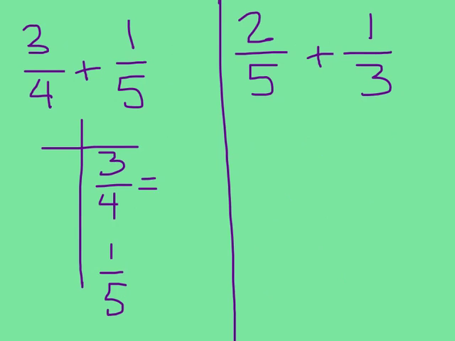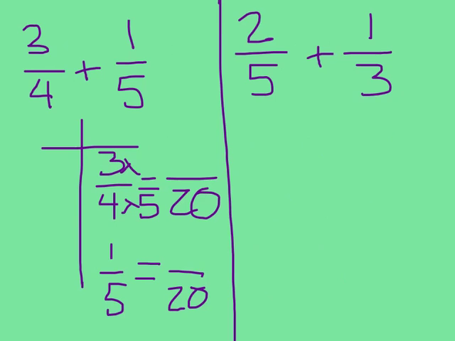It's 20. Now I need to change each fraction so that it has 20 as the denominator. How do I change 3/4 to a denominator of 20? I multiply by 5 in the numerator and in the denominator. So what's my new fraction? It's 15 over 20. Now I can change 1/5.